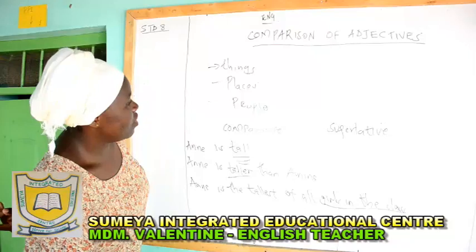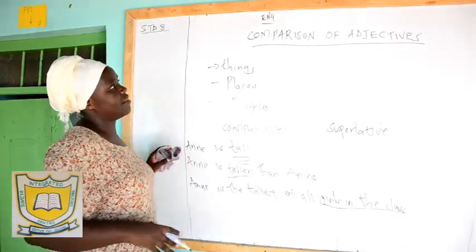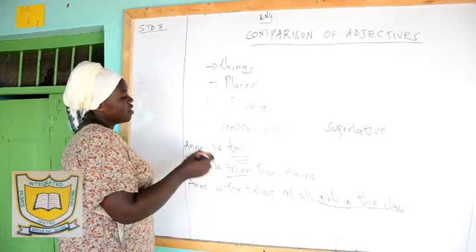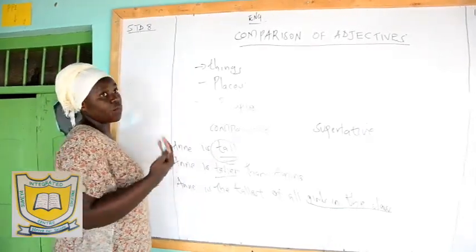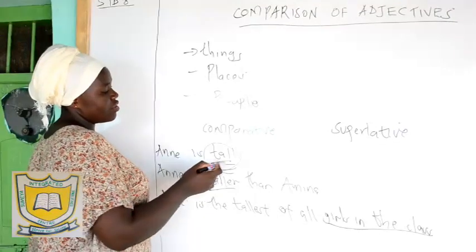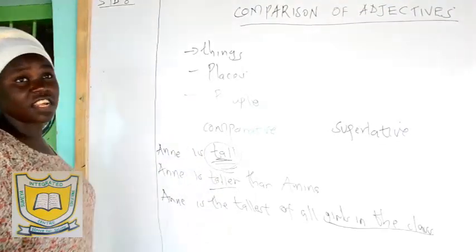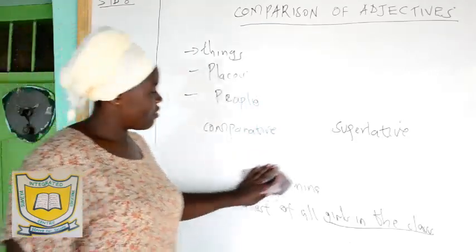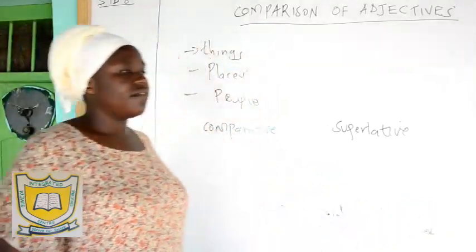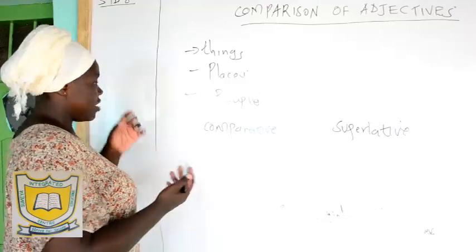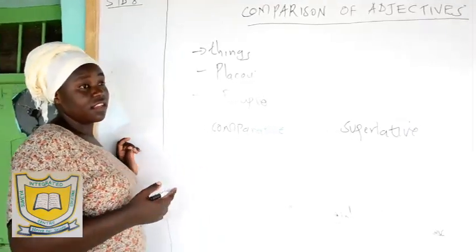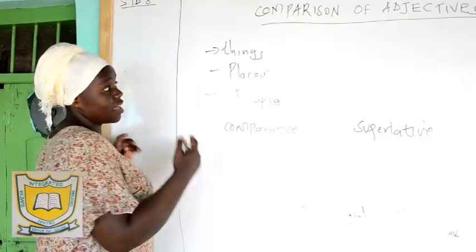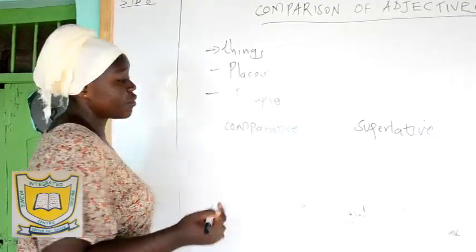Now, we are going to talk of the comparative degree of an adjective, then the superlative degree of an adjective. But when we are talking about just one noun, then we use what we call the positive degree of an adjective. So we are going to talk of the comparative degree of an adjective. The comparative degree of an adjective is used to compare two things. It's used to compare one thing, one person, or one place to another.